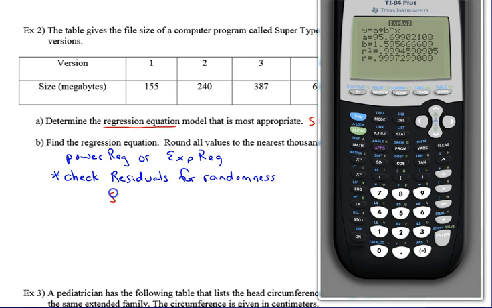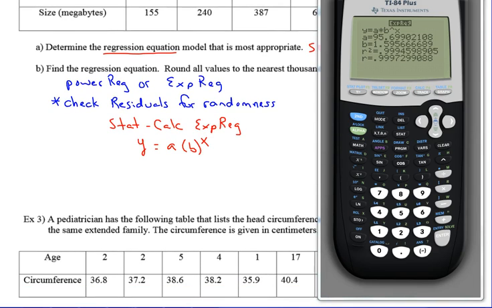So my work: STAT, CALC, exponential regression. The equation is y equals a times b raised to the x. And it says I'm rounding all the values to the nearest thousandth, which is 3 decimal places. So 95.699 times 1.596 raised to the x.